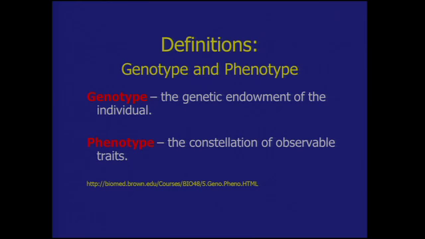Now, we have to make a couple definitions right up front, which are very crucial to much of the rest of what I'll be discussing. The genotype is the genetic endowment of an individual. So that would be all the different genes in your genome if you're talking broadly. In some cases, when you talk about genotype, you may be focusing on just a particular few genes or a single part of the genome. In contrast to genotype, which is about what genes you've inherited, the phenotype is the constellation of observable traits.